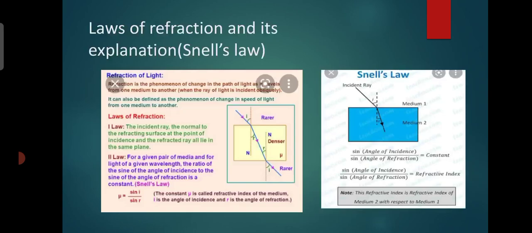Next, for a given pair of media and for a given wavelength, the ratio of the sine of the angle of incidence to the sine of the angle of refraction is constant. This is called Snell's law. Snell's law: mu equals sin i by sin r, where mu is the refractive index of the medium, i is the angle of incidence and r is the angle of refraction.